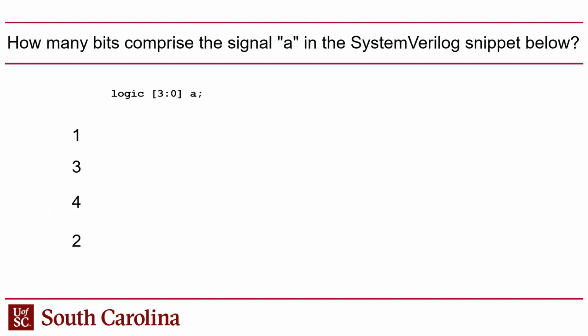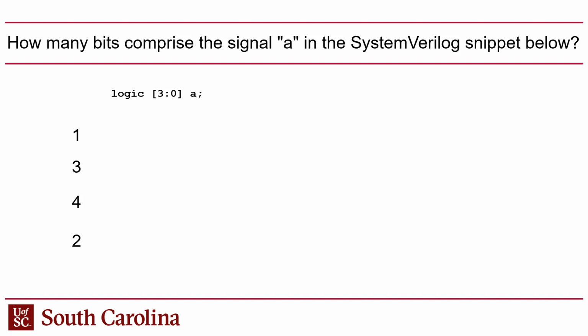Okay, how many bits comprise the signal A? This is a little misleading. This is one of the things I don't like about Verilog, right? You would think it would be 3, right? But it's not, because it's 3 down to 0. So it's 3, 2, 1, 0.